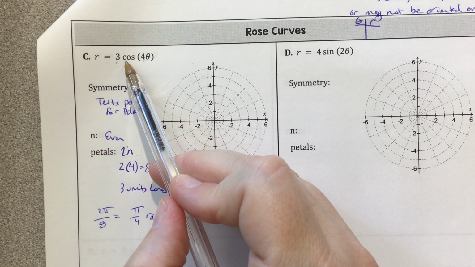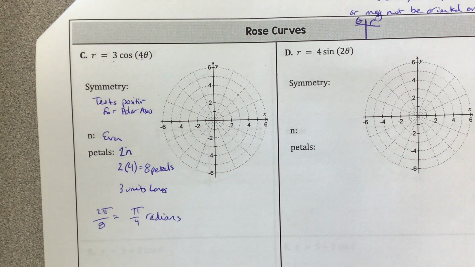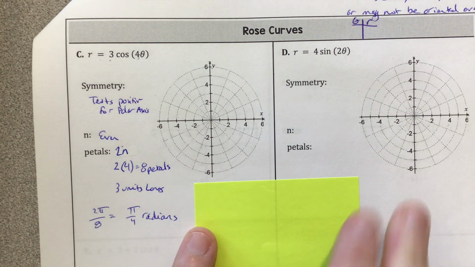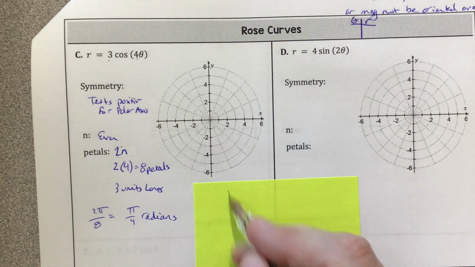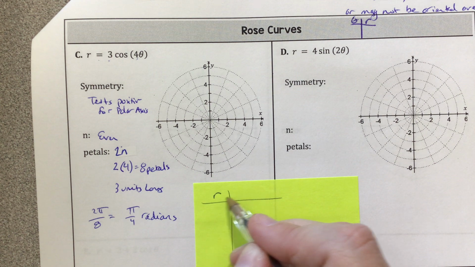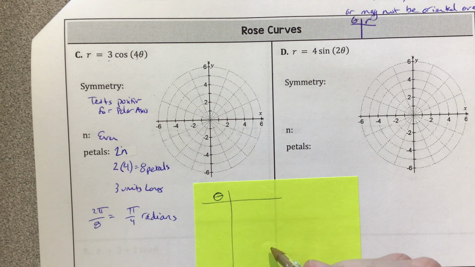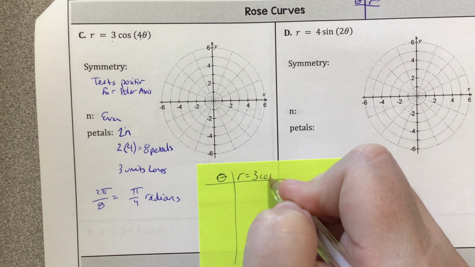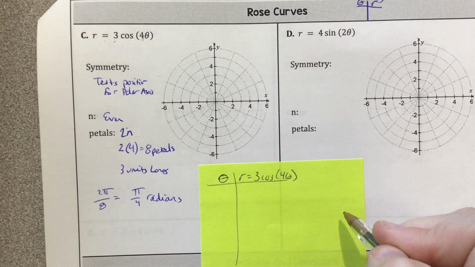Now, because n is not odd, I can't be guaranteed that the first petal hovers over the horizontal axis. So what I have to do here is start in on that table of values. Once I find a full-length petal that I can graph in, then I will know how to spread out the rest of the petals from there. But I have to start graphing until I find a full-length petal. So let me take theta values as the input value here, and r is equal to 3 cosine of 4 theta.